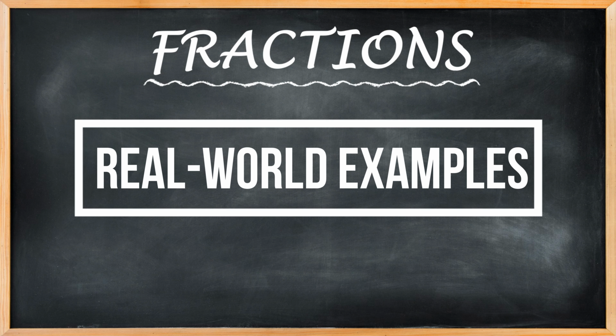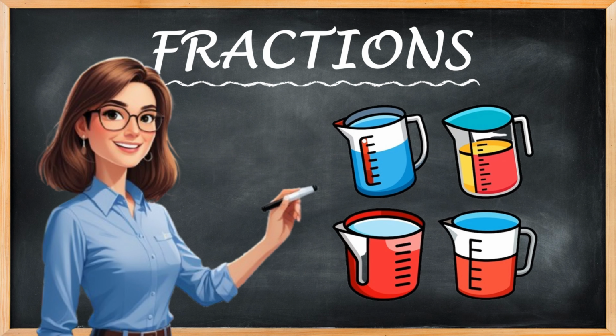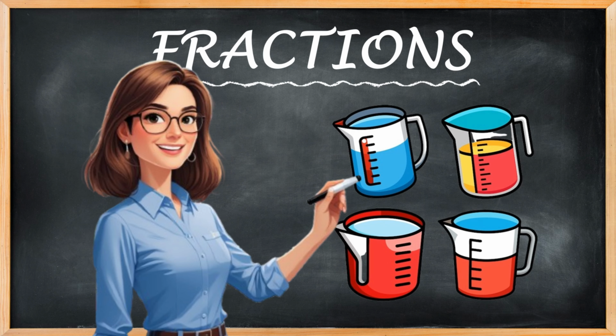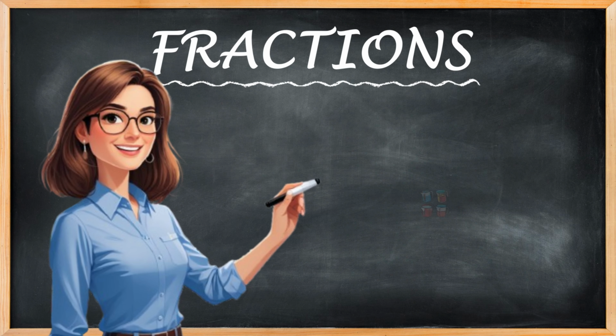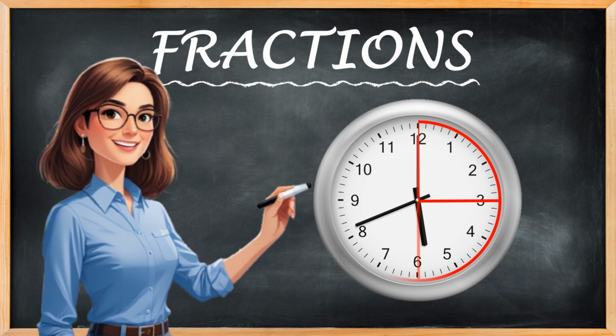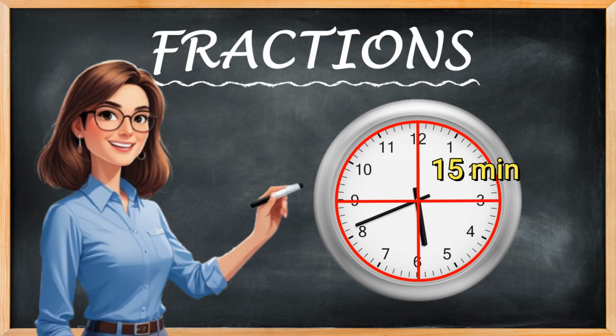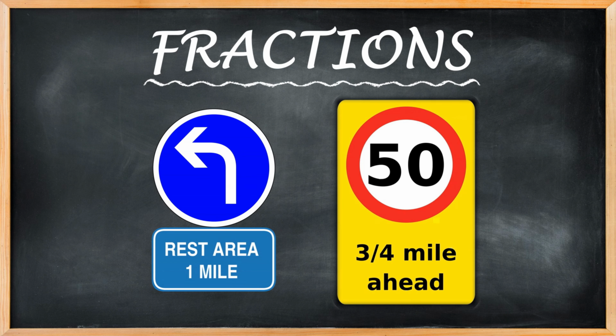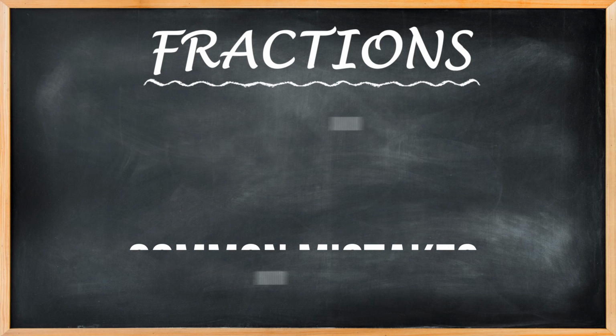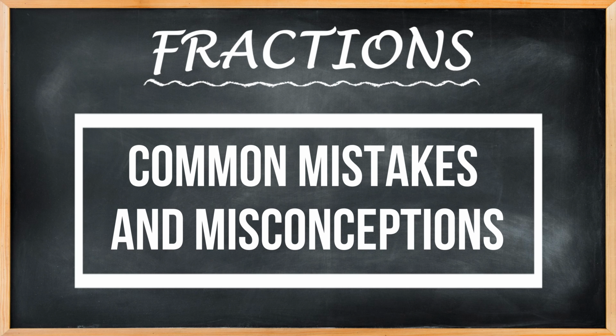Real-world examples. Let's explore some real-world examples. When baking, you might use a recipe that calls for 1/2 cup of sugar or 1/4 cup of milk. In time, we often split an hour into quarters, like 15 minutes, which is 1/4 of an hour. Fractions are also useful in measurements, like when you see a road sign that says the next turn is 1/2 of a mile away.